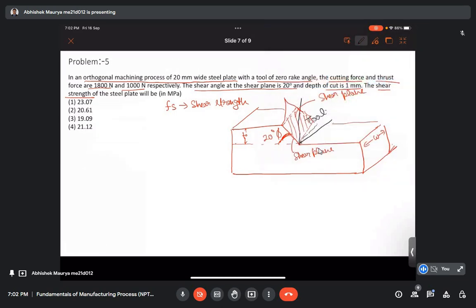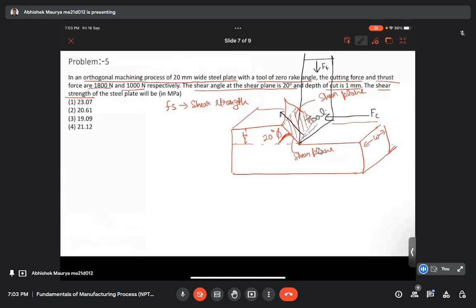So our tool is like this, and we are applying two different kinds of forces. The first one, along this, is called the thrust force or Ft, and another is the cutting force, which is called Fc. So we apply these two forces on the tool, but material is getting removed along this shear plane, which is at some angle, given as 20 degrees.